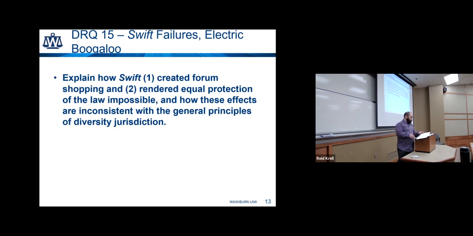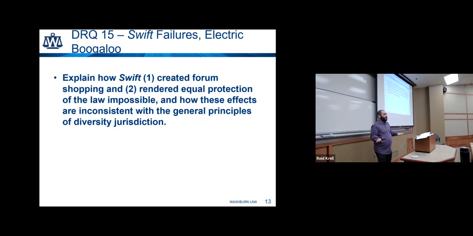Well, I think the whole purpose of diversity is for there to be fairness to both parties. We're not there yet. You're answering a question correctly, but I'm asking a small part of the question, right? I'm asking about equal protection. So how is it that the Swift regime renders equal protection impossible? Because it ultimately prevents uniformity. And as you mentioned, you're changing the outcome. Exactly right.